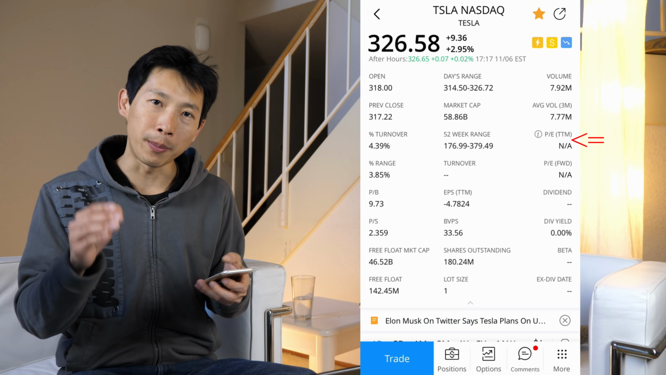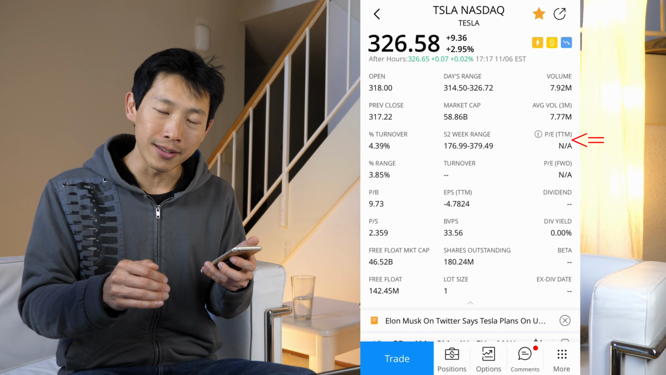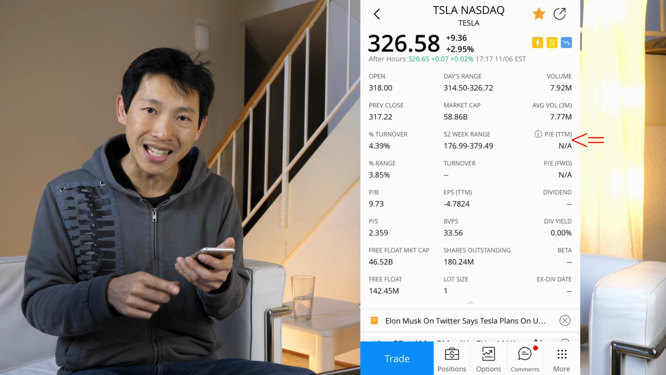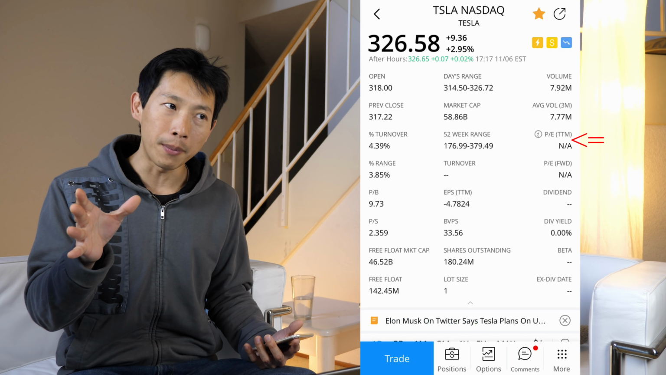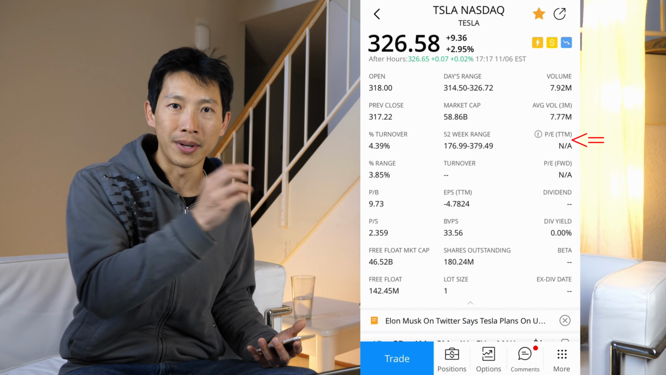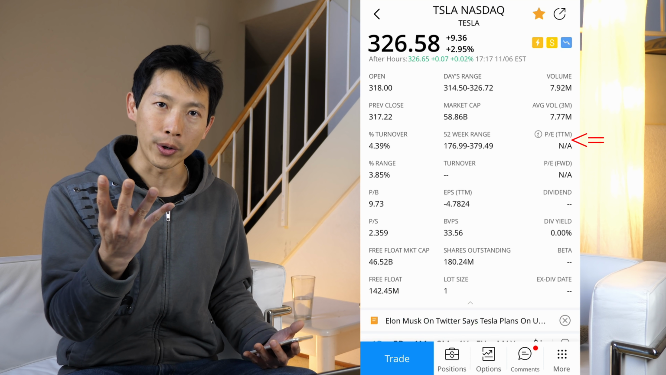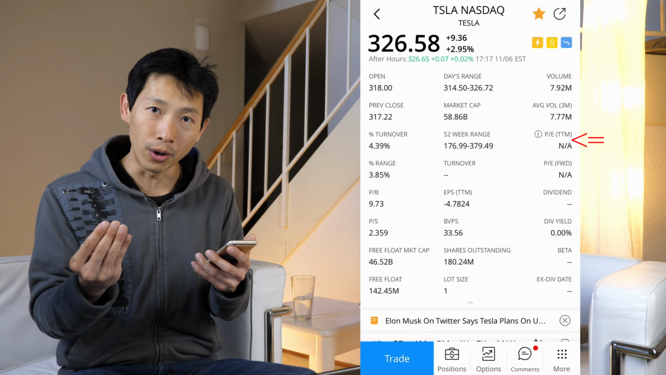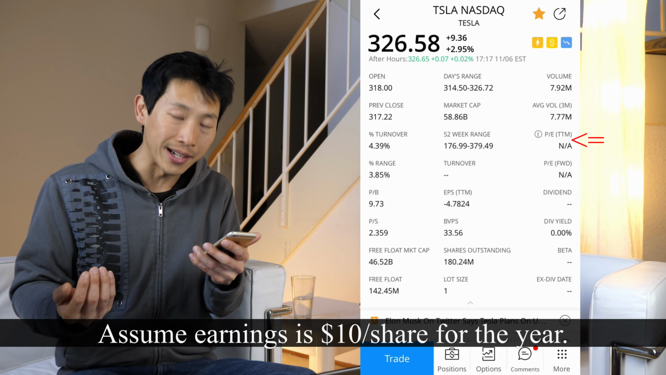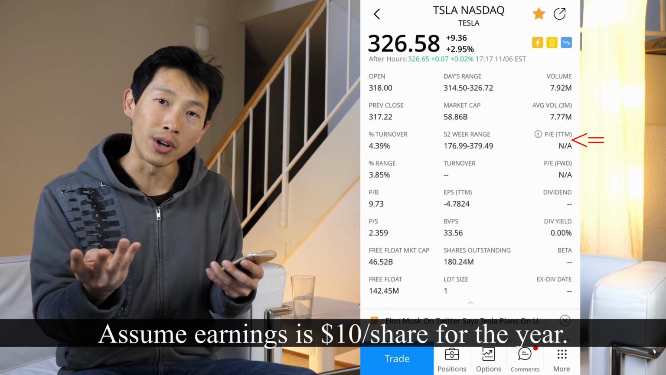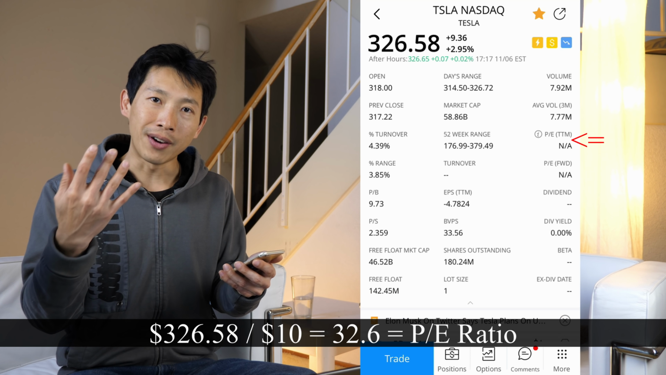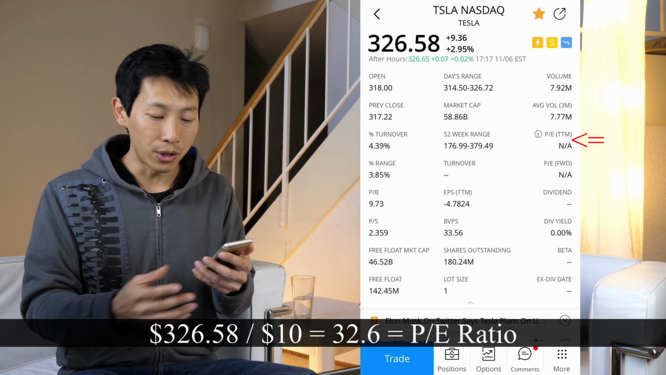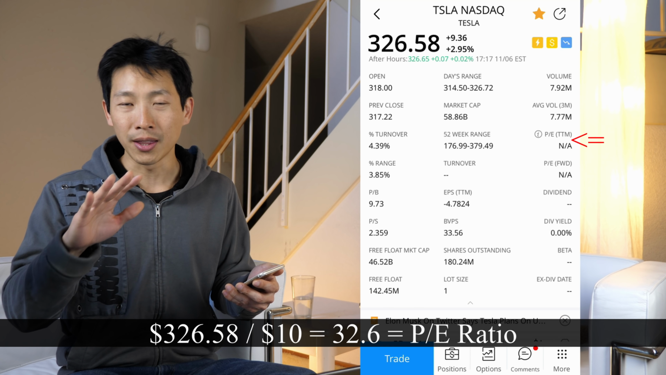PE ratio, it's the price divided by earnings. And then you'll see right behind it is TTM, which is trailing 12 months. So they're going to add up all the earnings in the past 12 months. Usually it's 4 quarters. Each quarter is 3 months. They're going to add all those up. So let's say Tesla earned $10 in those 12 months, $2.50 each quarter. So you're going to do 326 divided by 10, which is 32.6. That would be the PE ratio.